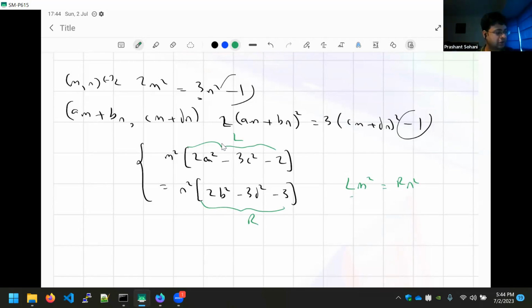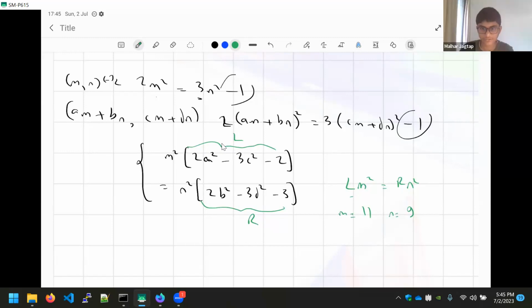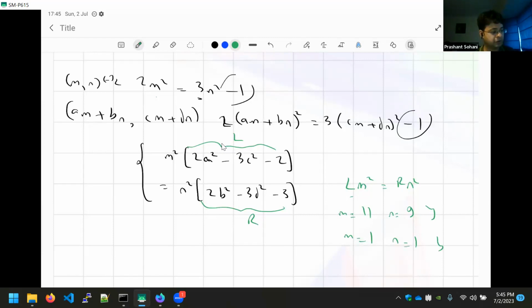Last time I was struggling to find a sample solution of this. Trust me, there are solutions: m = 11, n = 9, and one more solution, m = 1, n = 1. So these are two different solutions where the ratio of m and n are different. If L and R are non-zero, this leads to a contradiction, because in one case the ratio L upon R will be 11² upon 9², and in another case it will be 1 upon 1. So the only way to avoid the contradiction is that both sides of the equation have to be 0 at all times. It forces that LHS is 0 and RHS is 0.